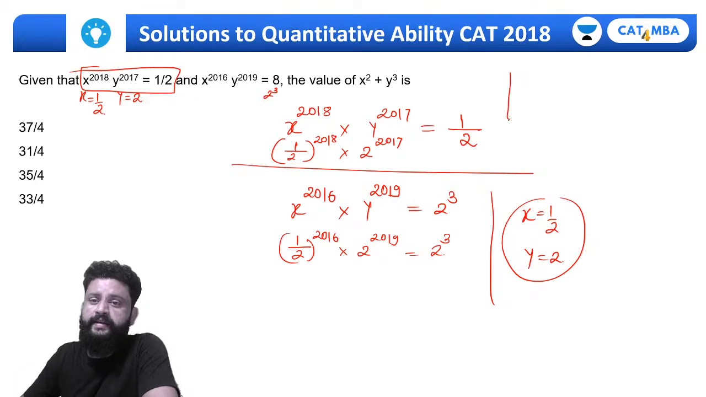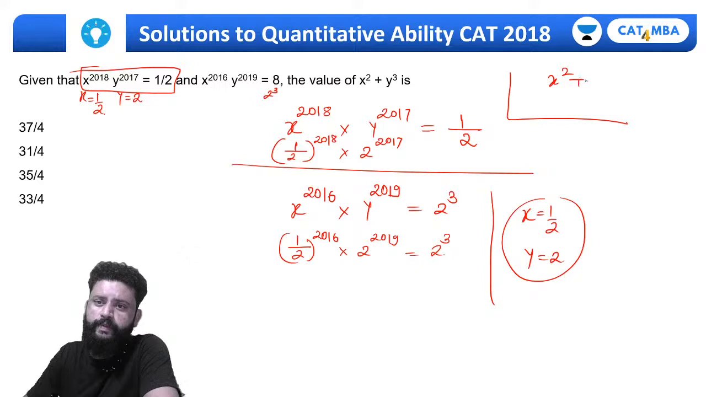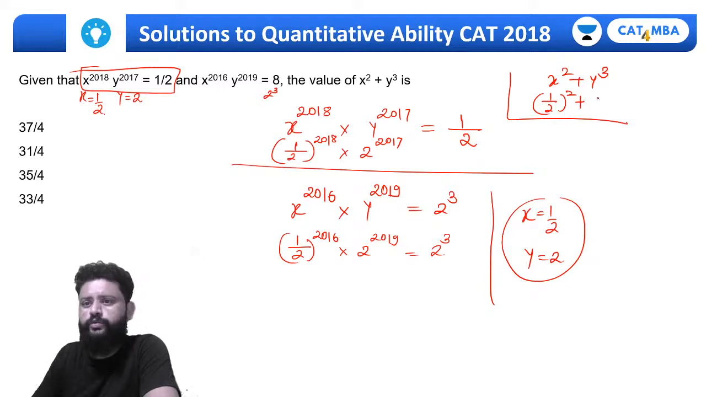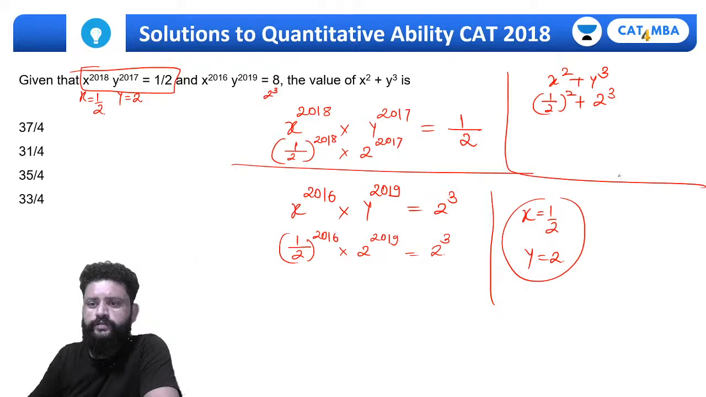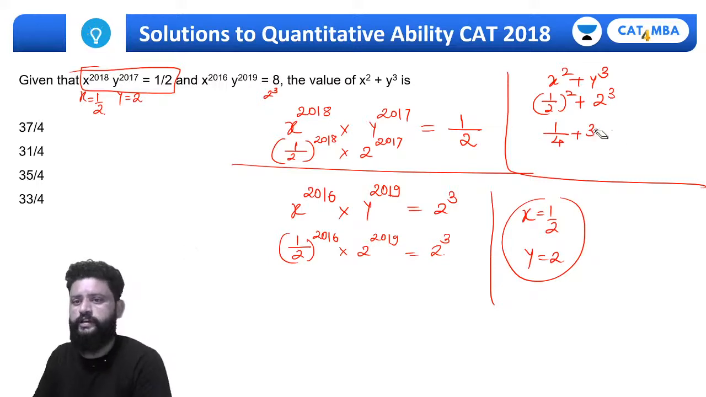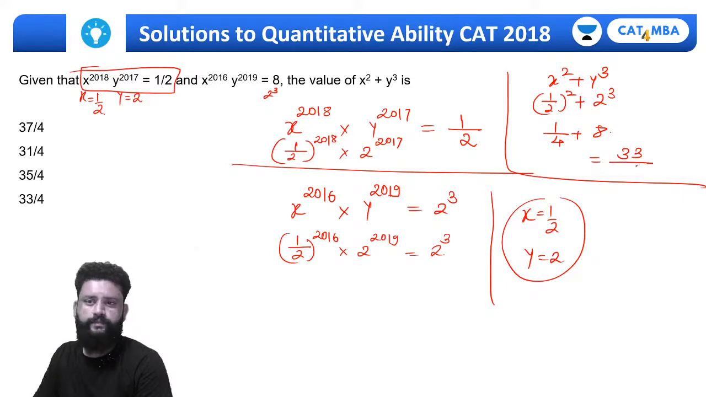And then we know that we have to calculate x square plus y cube. X square will be 1 by 2 whole square plus y cube will be 2 cube. So if you solve this, 1 by 4 plus 8 4s are 32 plus 1, 33 by 4. That's answer option B.